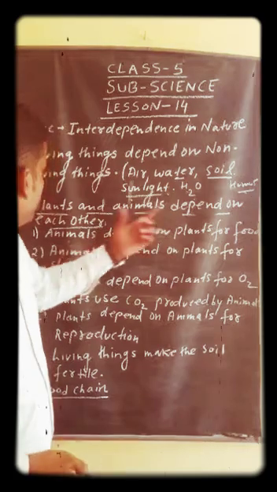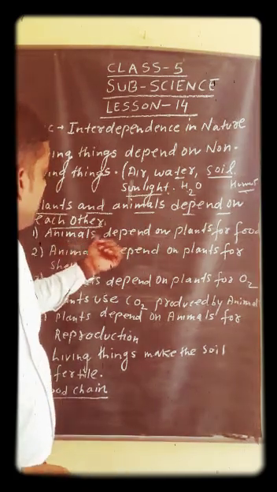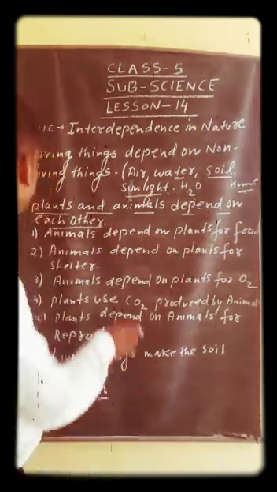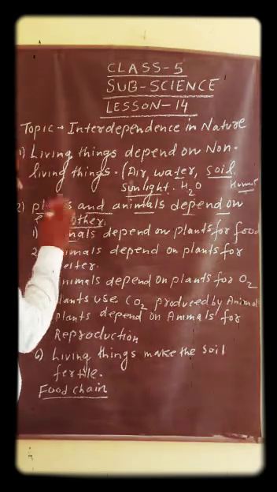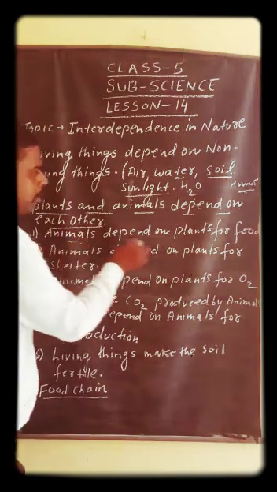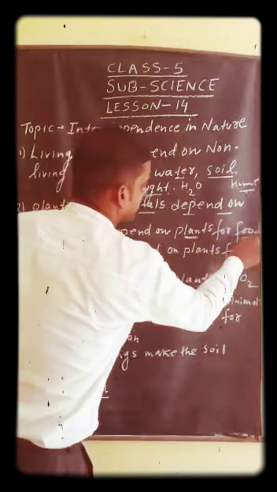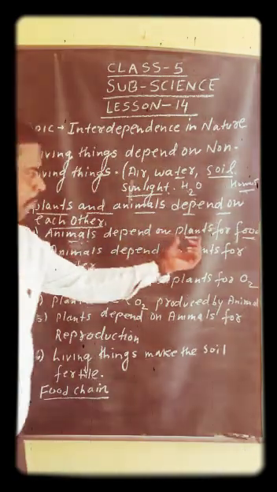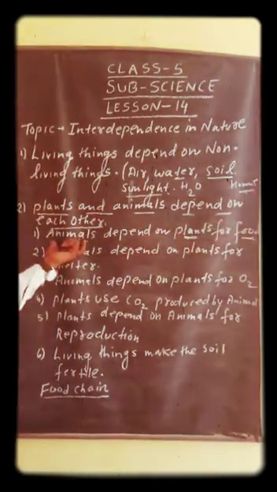So plants and animals depend on each other. First one is animals depend on plants for food. That means we are animals also. A cow is an animal. Animals depend directly on plants. For what? For food. Because without plants, animals cannot get food.